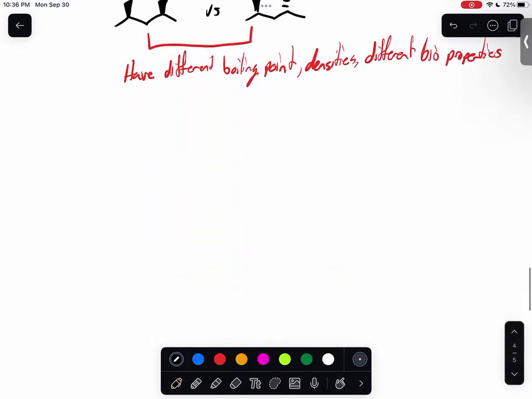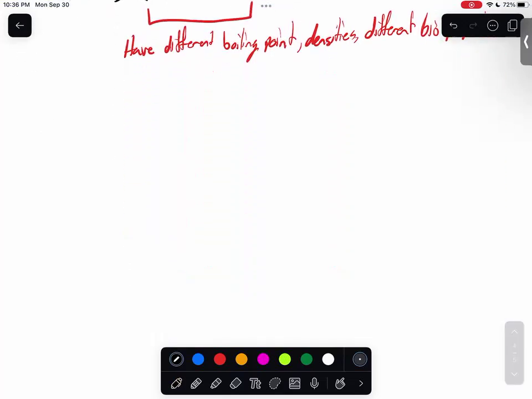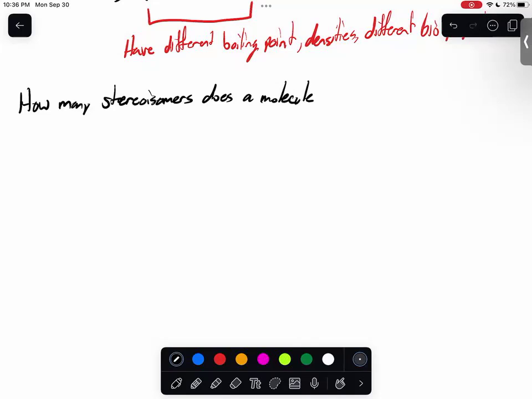Now then, the next thing that we've got to worry about is that we've talked about there being a couple of stereoisomers, right? We've looked at enantiomers, we've looked at diastereomers, but one question remains, which is how many stereoisomers does a molecule have? Well, this question is actually very easy to answer. It depends on the number of stereocenters.